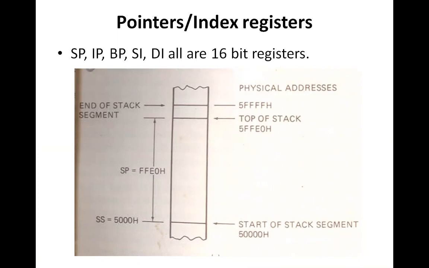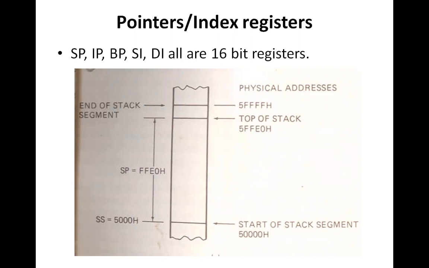Now let us discuss the pointers and the index registers. We have different registers working as pointer registers: stack pointer, instruction pointer, base pointer, source index, and destination index, and all these registers are 16-bit registers. The functionality of these registers is to provide the effective address or the offset address which has to be added with the segment register's base address.